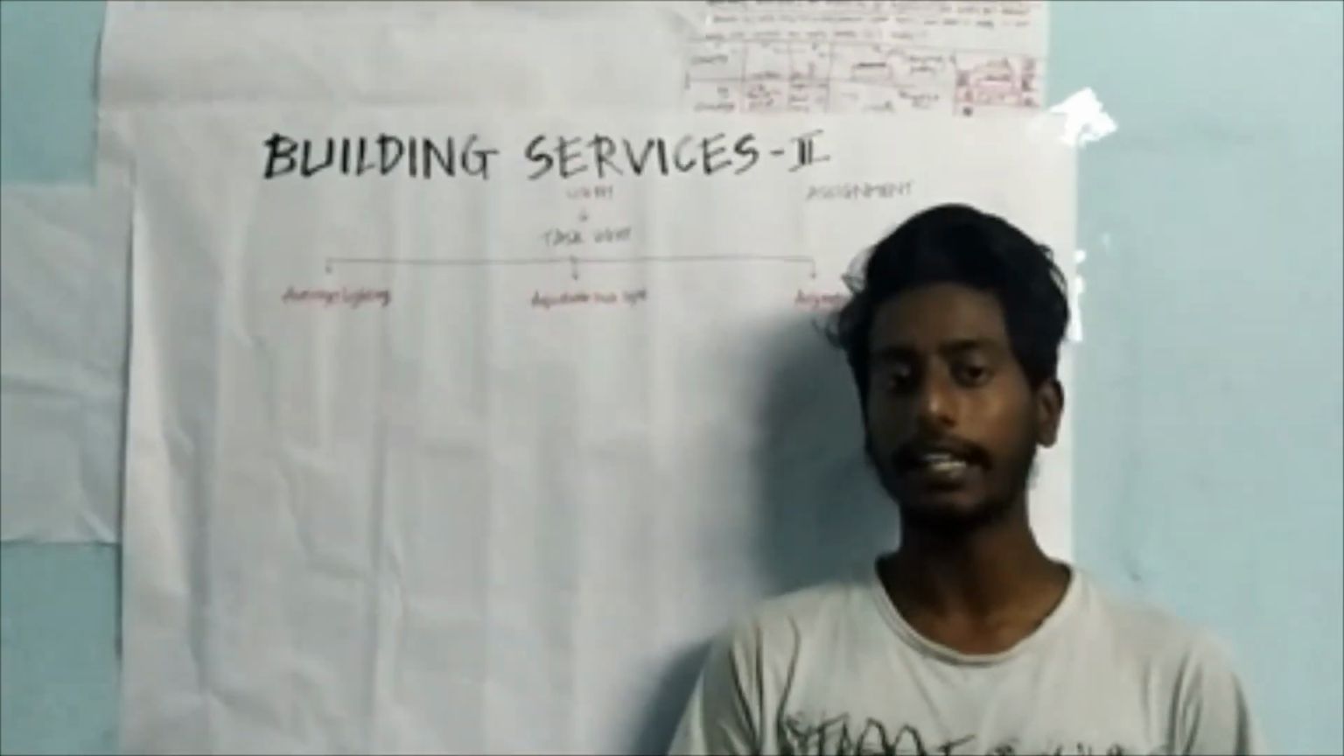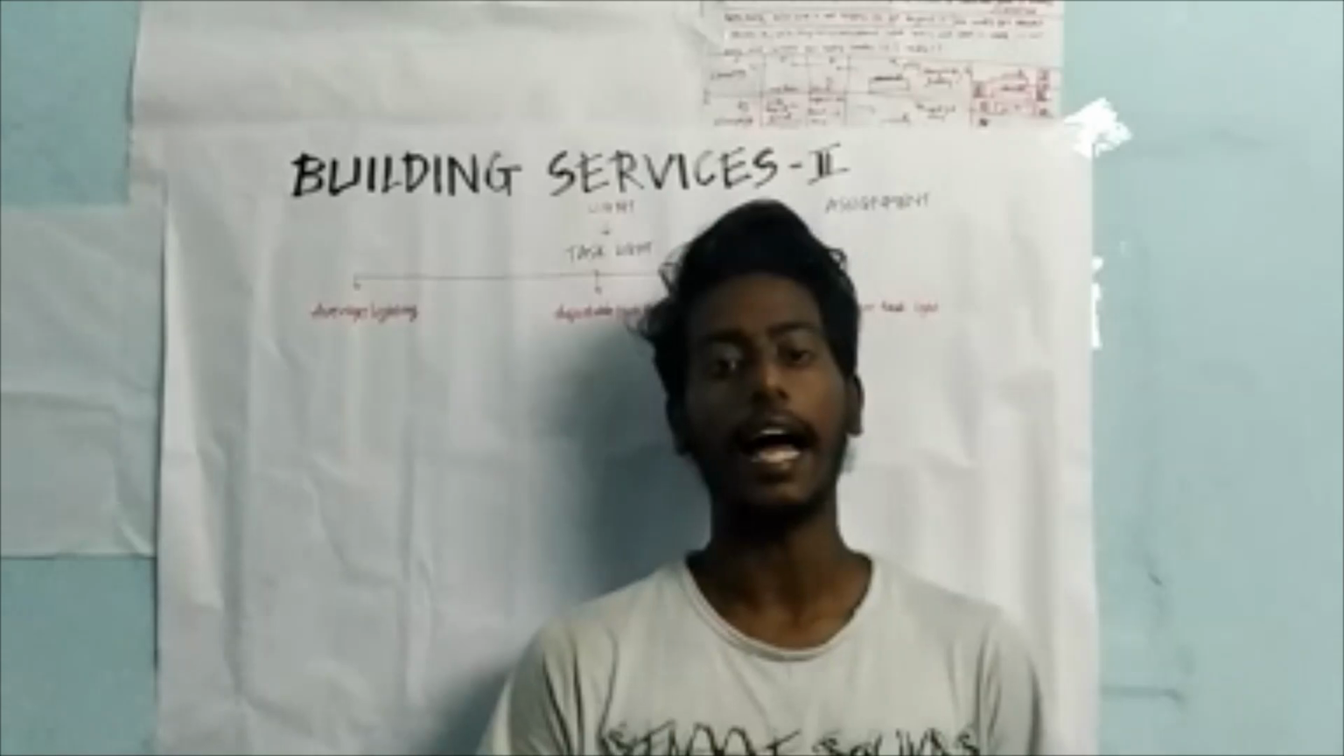This is the part 2 video, and in this video I am going to explain about the average, adjustable and the asymmetric task light. Firstly comes the average task light. Here in this average task light the source is in such a way that it can provide both ambient and even the task light.